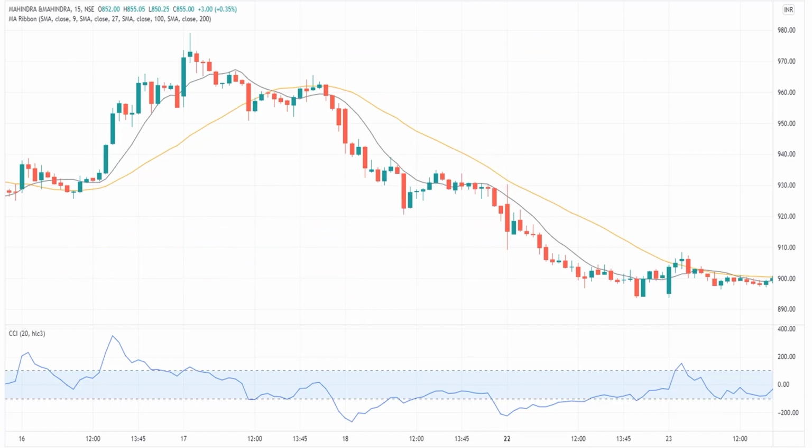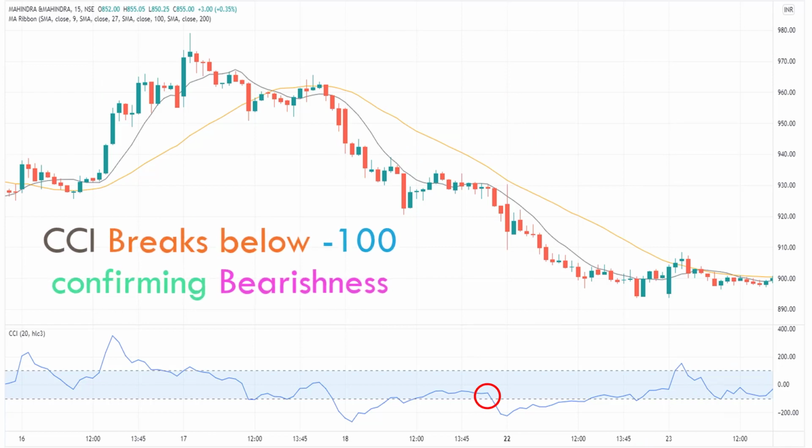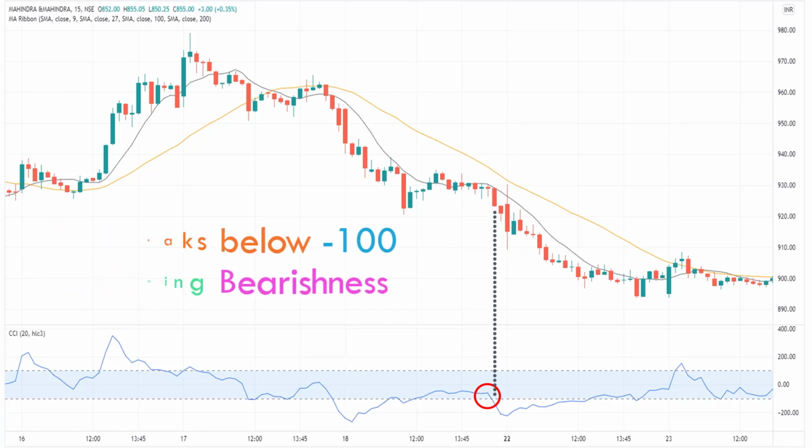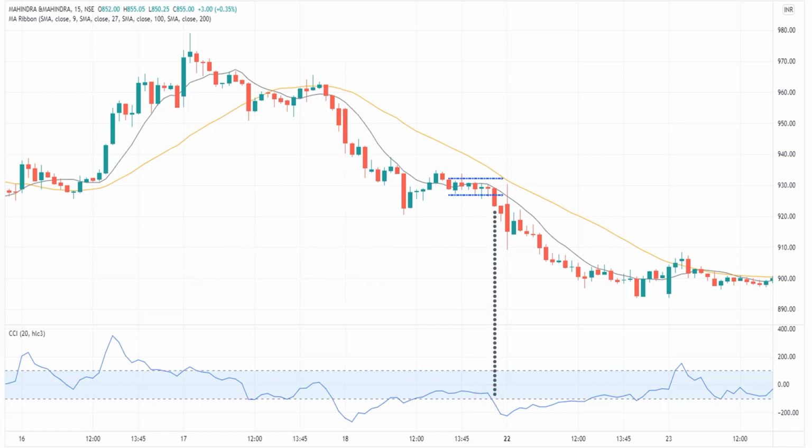And now for step 3, we wait for the CCI to break down below the minus 100 zone, which we see right over here. And as a confirmation to the selling pressure, we see a consolidation breakdown. And the next day, the price continued to fall.